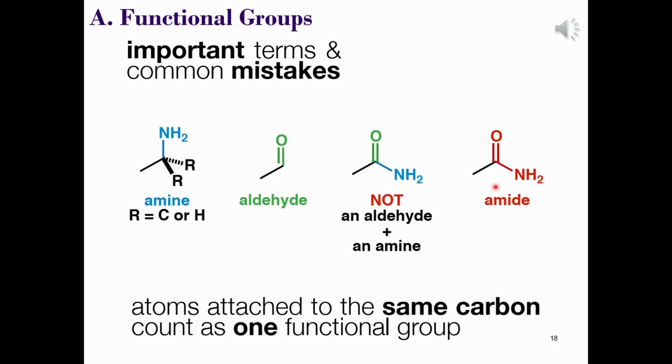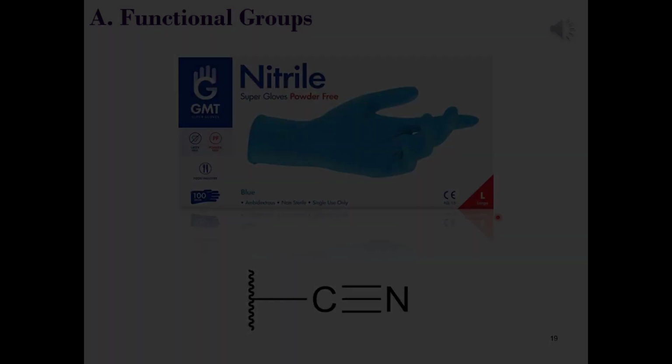So to follow on from that, the amide, as you see here indicated on the right, is not made from an aldehyde and an amine because both of those bonds, that's the carbonyl and the amine, are made to the same carbon, and so therefore this counts only as a single functional group, that is an amide.